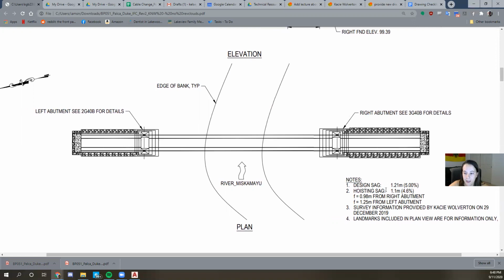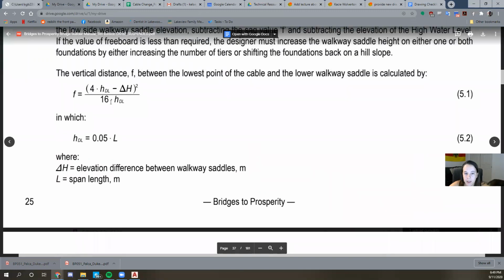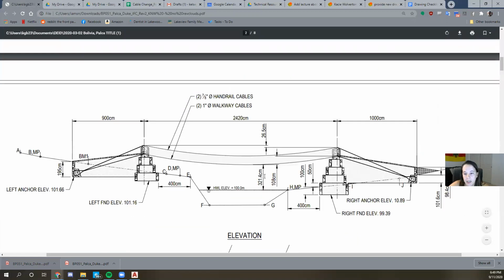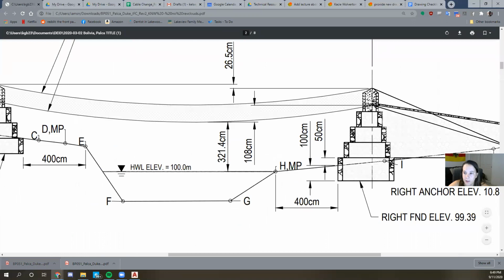For the dead sag, 5%, we multiply that by a 24.2 meter span bridge. That gets us to 1.21 meters. Then we go back to equation 5.1, same deal, just plug in 1.21, and that gave me the value of 108 centimeters right here. So on this drawing on the layout page, I'm looking for the distance between my saddle, where my cable sits right here, and the lowest point of the cable. It's 108.